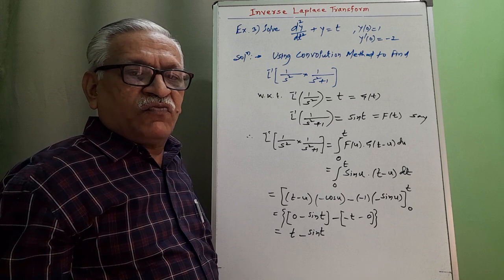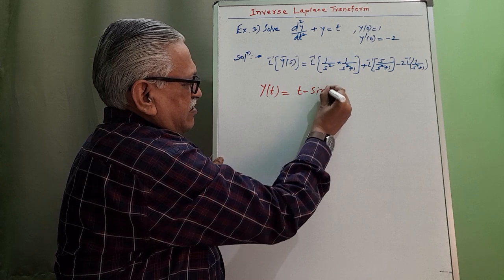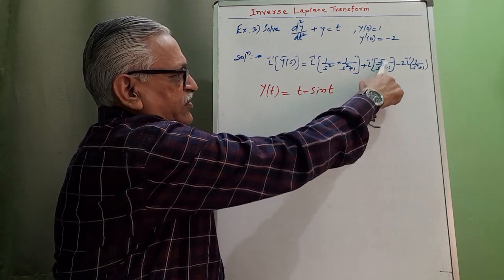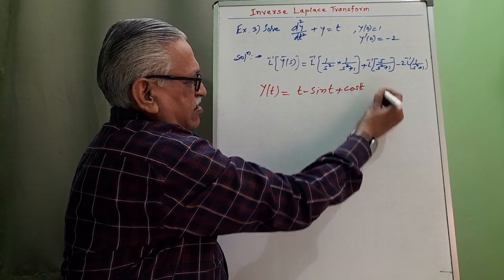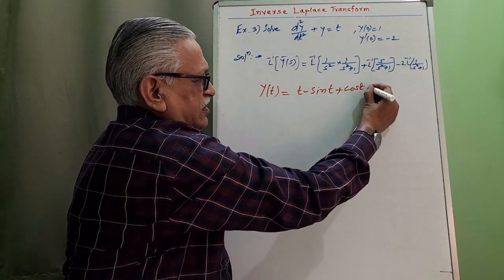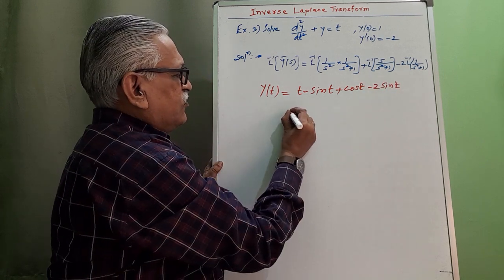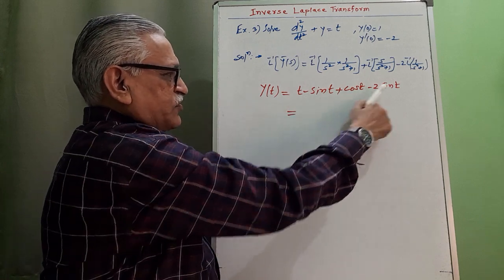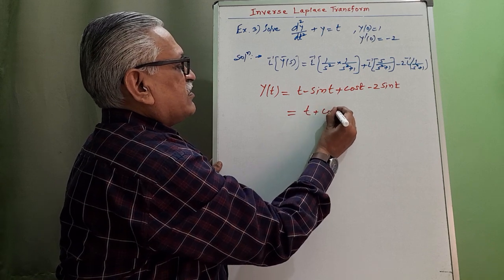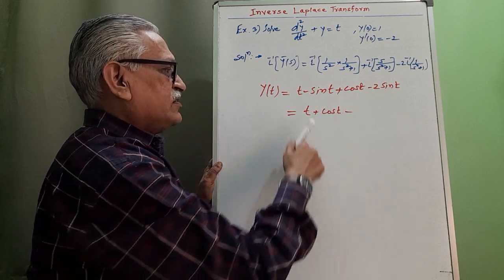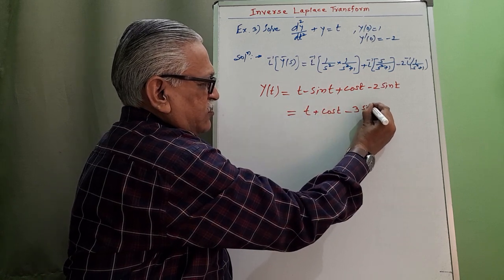Substituting this value in equation 1, we get t minus sine t. Inverse of s upon s square plus 1 is cos t, and inverse of this term is sine of t, and therefore in the final result, there are two terms of sine t, combining them we get t plus cos t minus sine t and minus 2 sine t, it becomes minus 3 sine of t.